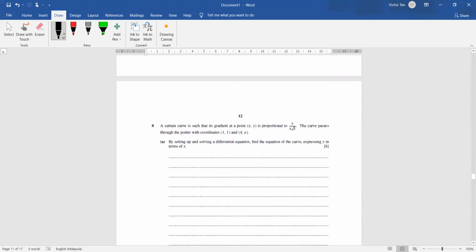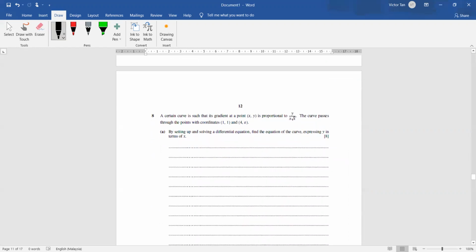Thank you very much. A certain curve is such that its gradient at the point (x, y) is proportional to y over square root of x. The curve passes through the points with coordinates (1, 1) and (4, e). So proportional means variation. Gradient is dy dx, proportional to y over root x. So when you change it to an equation, you introduce a constant. I put it as k.